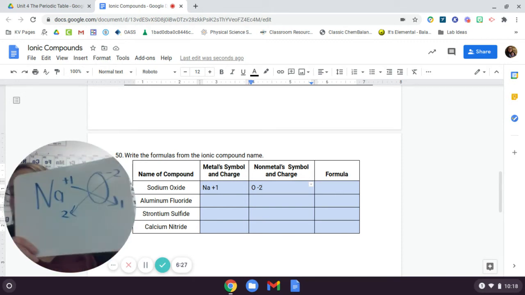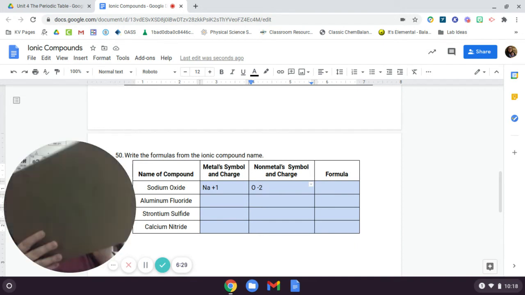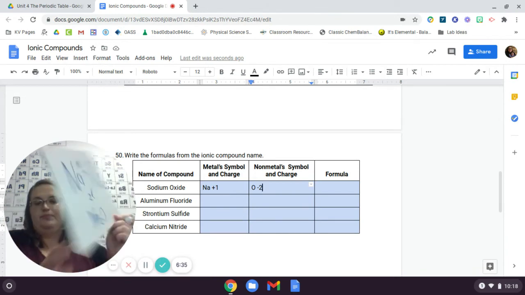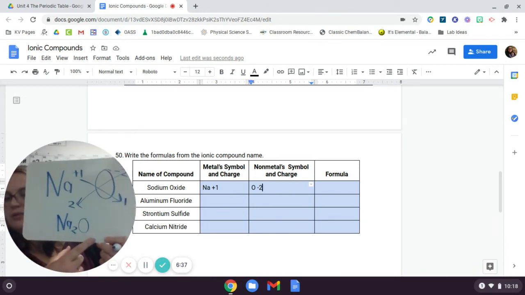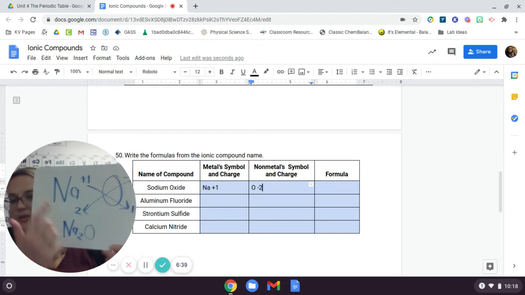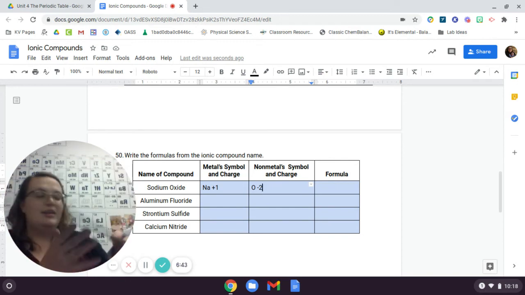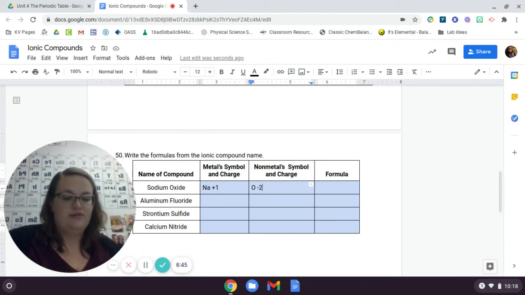So when we write that formula, it's going to become Na2O. Remember, we don't have to write ones when we write formulas. And the plus and minus get lost when we do that as well. So Na2O. So that's the first one.